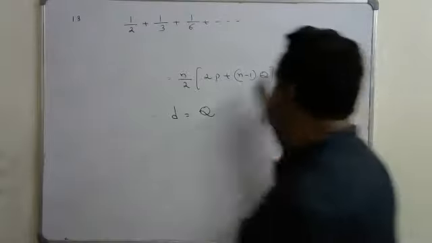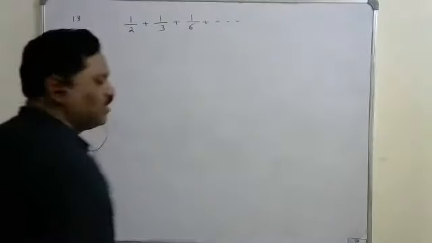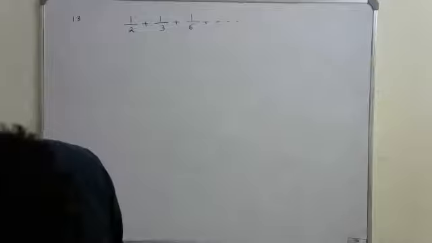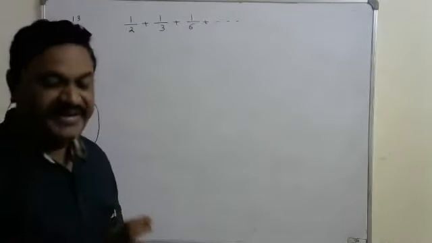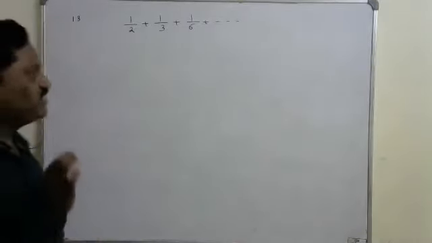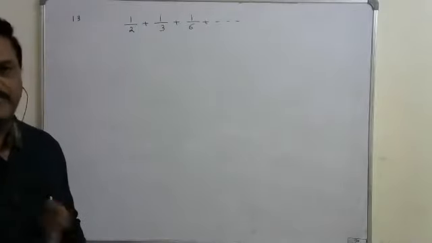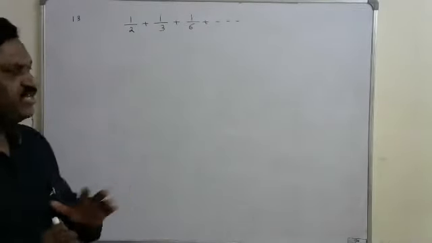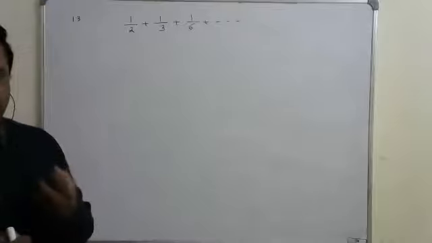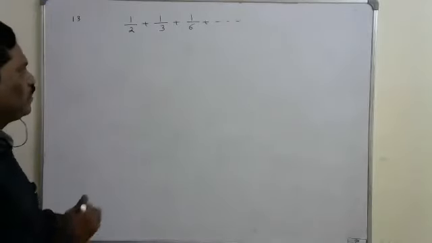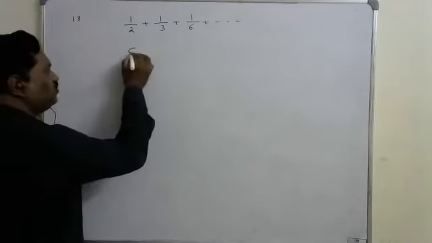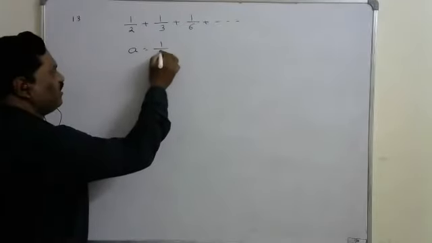Just observe that this sequence is given. In this sequence, what is the sum of the 9 terms? You have to find the sum of the 9 terms of the sequence, right? Observe the sequence, which sequence is it? Because here the first term, that is A, is given as 1 by 2.